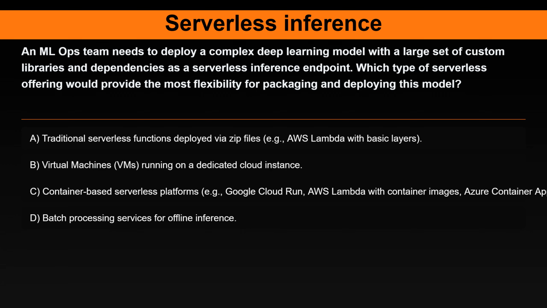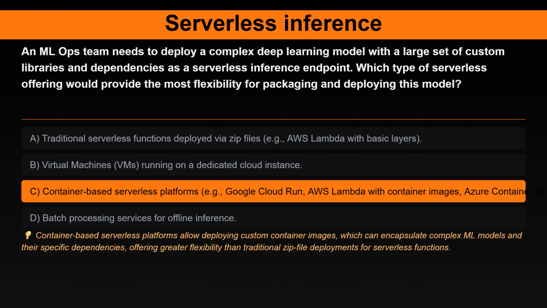Question 12. An MLOps team needs to deploy a complex deep learning model with a large set of custom libraries and dependencies as a serverless inference endpoint. Which type of serverless offering would provide the most flexibility for packaging and deploying this model? Option A. Traditional serverless functions deployed via zip files, e.g., AWS Lambda with basic layers. Option B. Virtual machines, VMs, running on a dedicated cloud instance. Option C. Container-based serverless platforms, e.g., Google Cloud Run, AWS Lambda with container images, Azure Container Apps. Option D. Batch processing services for offline inference.